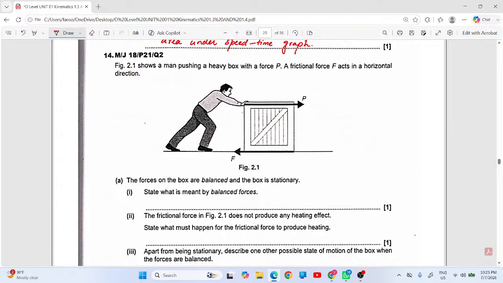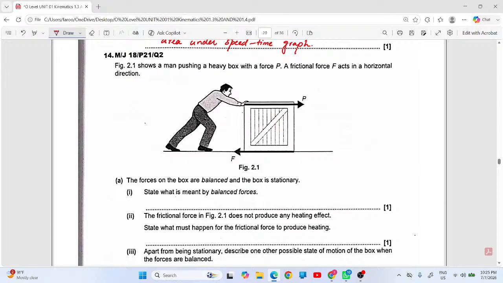Next is question number 14. Figure 2.1 shows a man pushing a heavy box with a force P. A frictional force F acts in a horizontal direction. The forces on the box are balanced and the box is stationary. State what is meant by balanced forces.